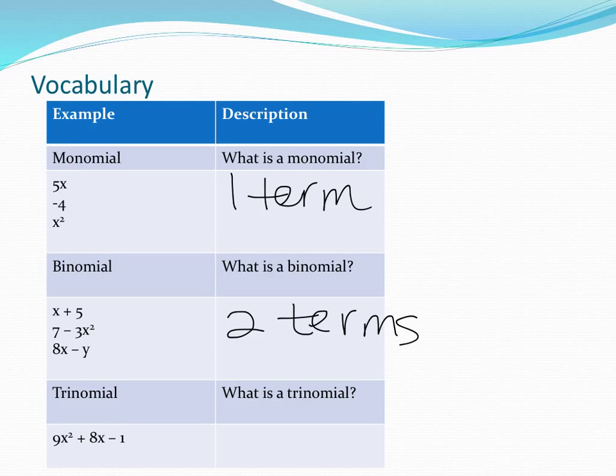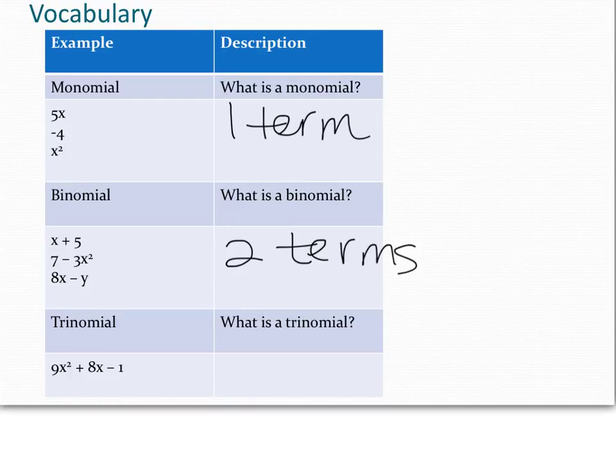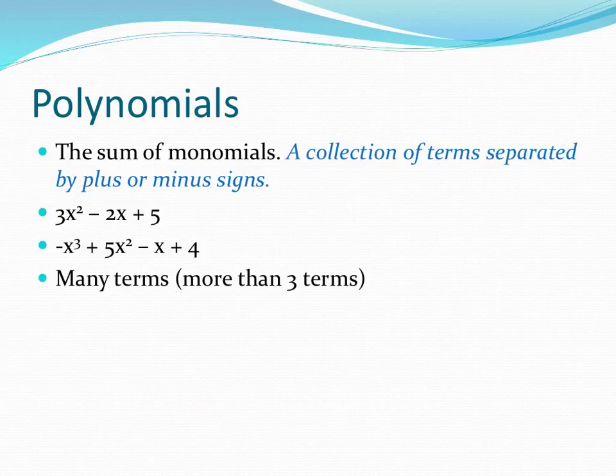and that a trinomial consists of three terms. So a polynomial is a sum of monomials. So you should see a collection of terms that are separated by an addition or subtraction sign.